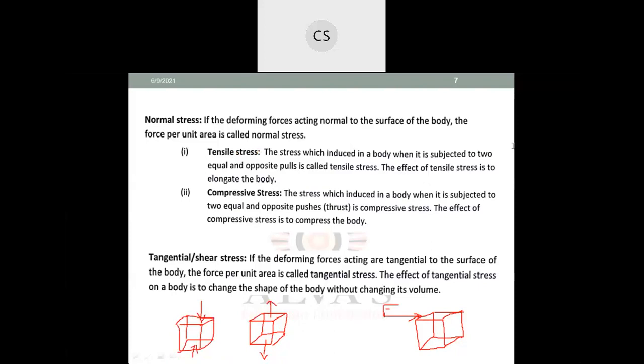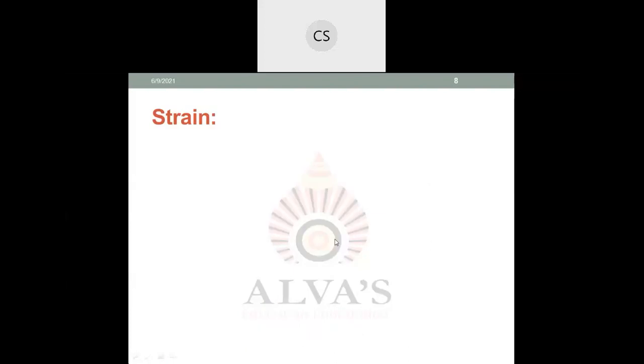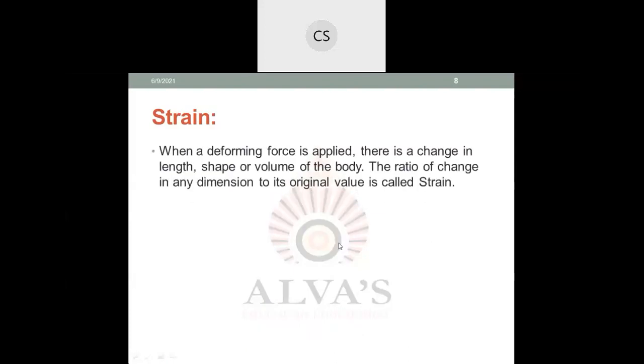Okay. Then another request from Vineshri. She asked to show the PPT of strain again. What is strain? Strain is, when a deforming force is applied, the change in length or shape or volume of the body. The ratio of change in any dimension to its original value is called strain.